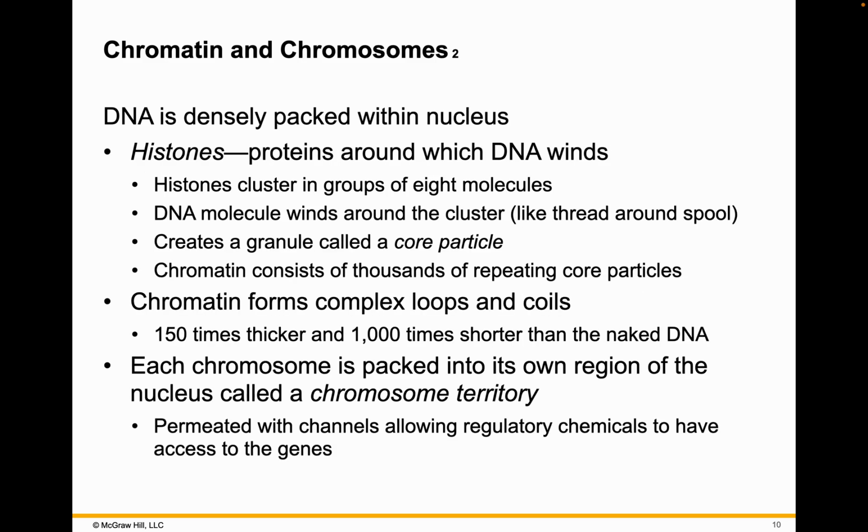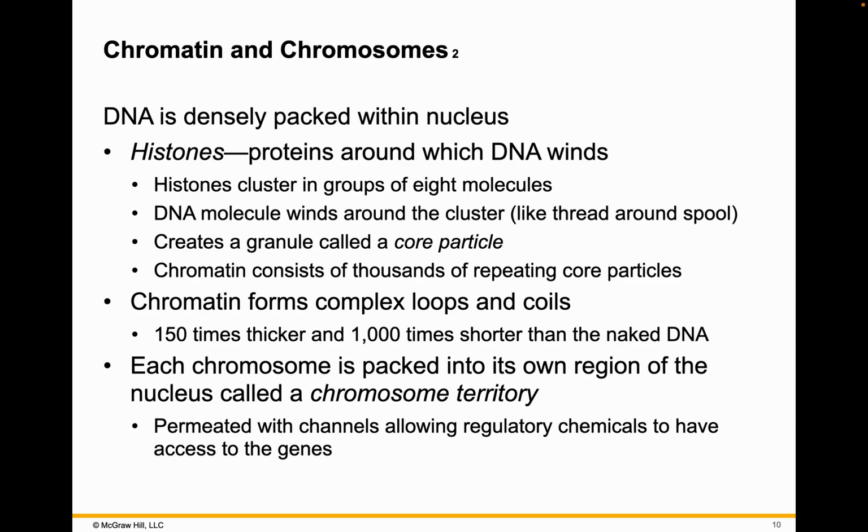Those histones are the proteins the DNA winds around. They cluster in groups of 8 molecules. DNA molecules wind around the cluster, sort of like thread around a spool. Creates a granule called a core particle. And chromatin consists of thousands of repeating core particles. Chromatin forms complex loops and coils. It's 150 times thicker and 1,000 times shorter than the naked DNA.